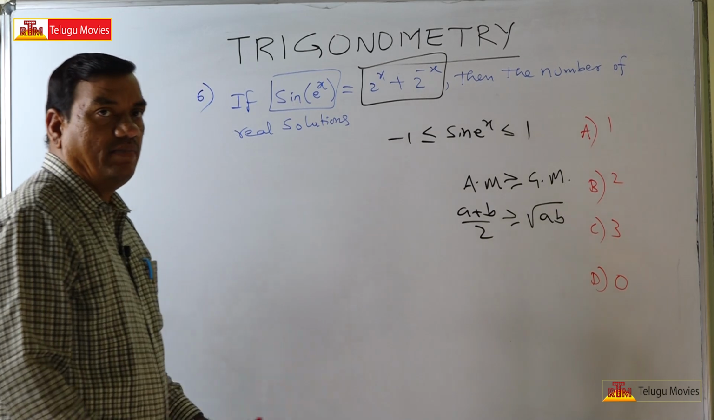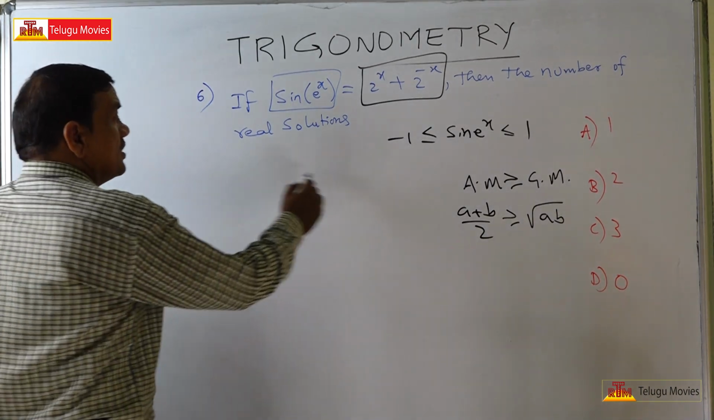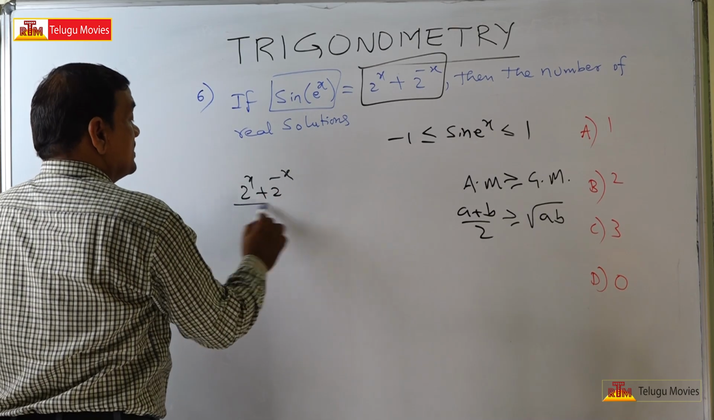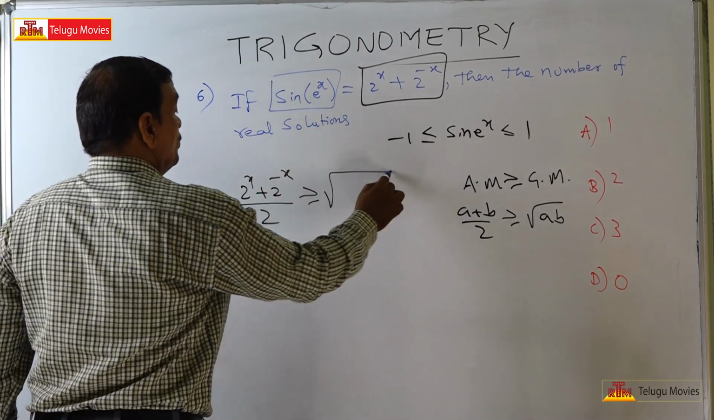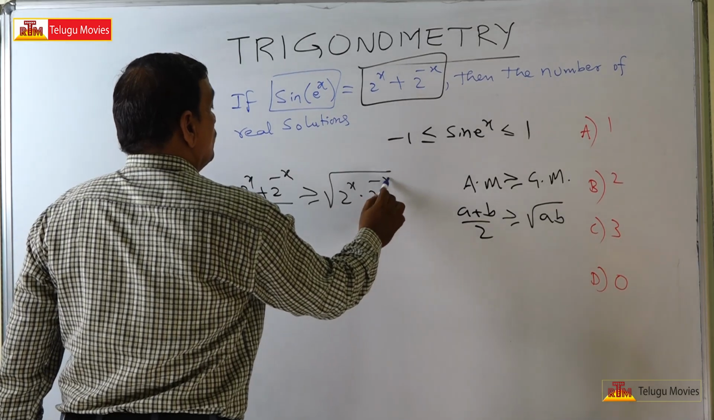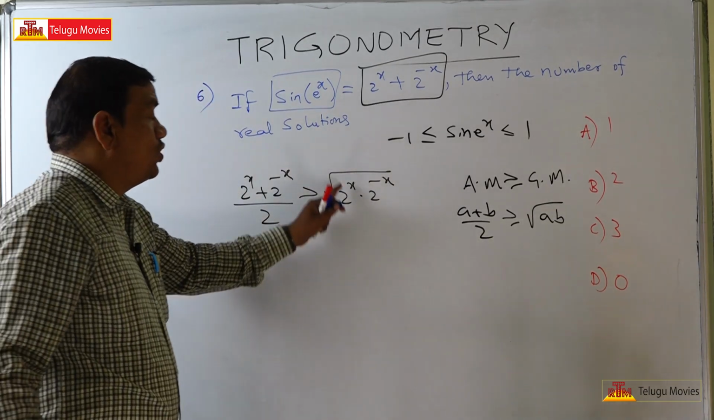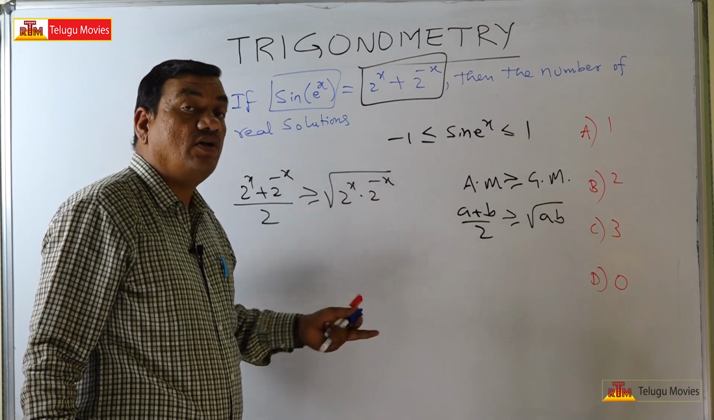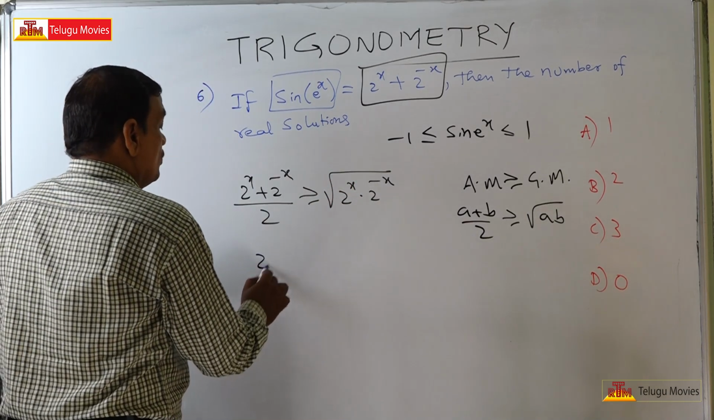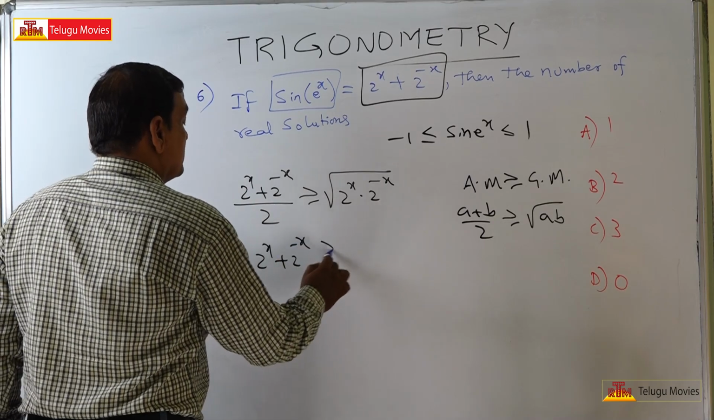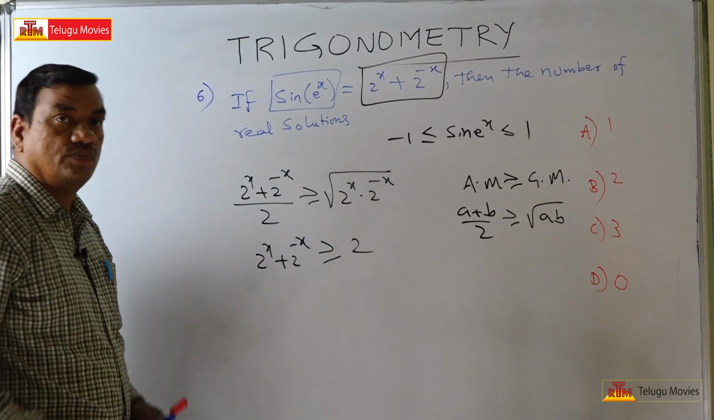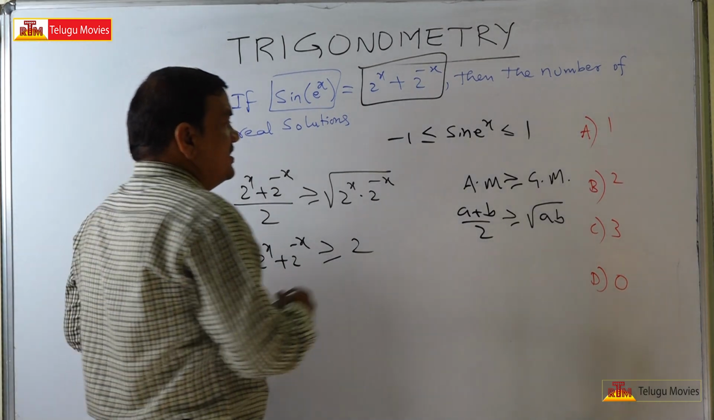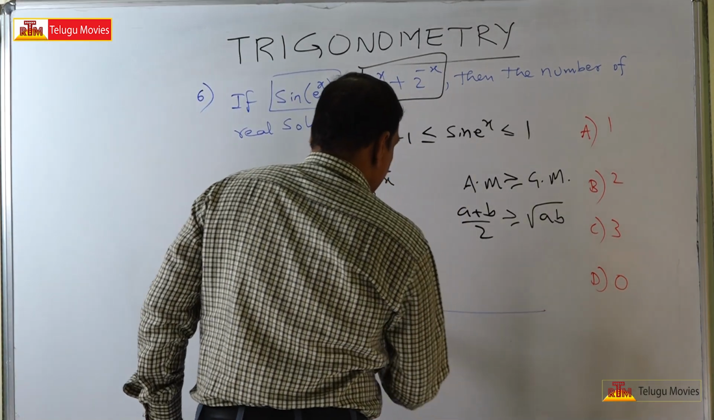Of course, both a and b should be positive, right? So here also, what does the arithmetic mean say? (2^x + 2^-x)/2 is greater than or equal to the square root of 2^x times 2^-x. 2^x times 2^-x means 2^0, which is 1. Root 1 means 1. So 2^x + 2^-x is greater than or equal to 2.